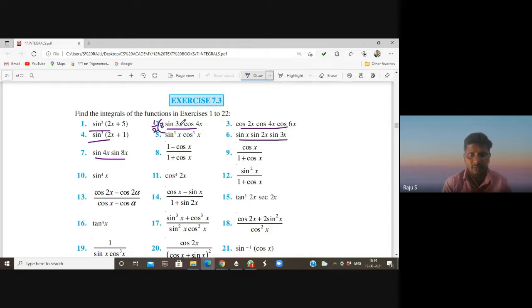It is in the form of 2 sin a cos b. I have written the formula already. Here also multiply and divide with 2. Here 2 sin a sin b is there. I have written the formula already.